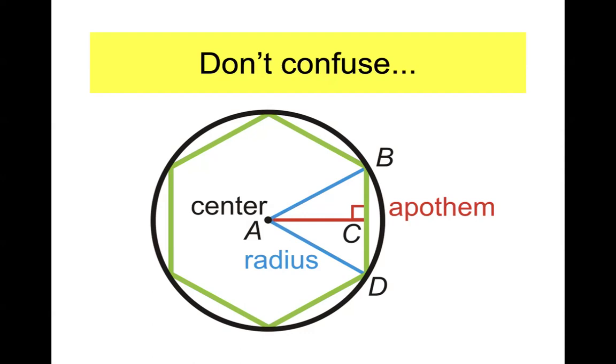What you can easily confuse, but should not confuse, is the apothem and the radius. Usually when you get this wrong, it's because you're thinking apothem and you calculate the radius instead. All right, so that's the apothem, and that's the radius. Apothem, radius, apothem, radius.